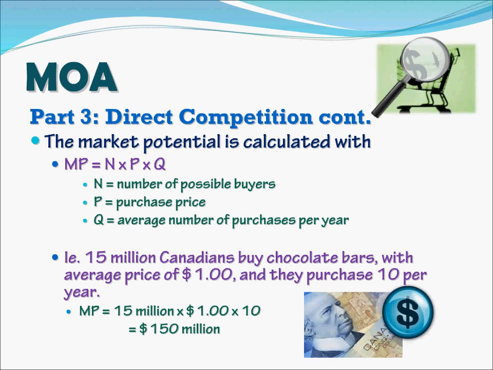So, an example is that 50 million Canadians buy chocolate bars 10 times per year, and the average price of a chocolate bar is $1. Therefore, the market potential for chocolate bars in Canada would be $500 million. At this point in time, you can identify whether or not it's a sizable enough market to enter, or maybe not. Remember, it's all about how much profit can be gained. If there's not enough profit to be gained, there's no point entering that market. Unless, of course, you're offering a service that is not for profit.